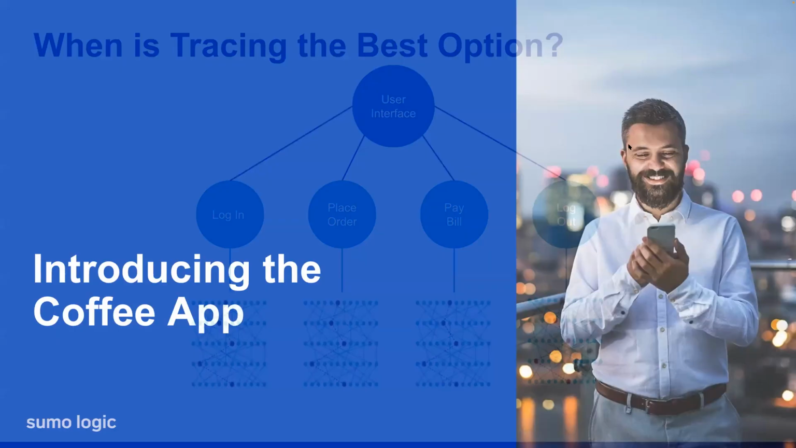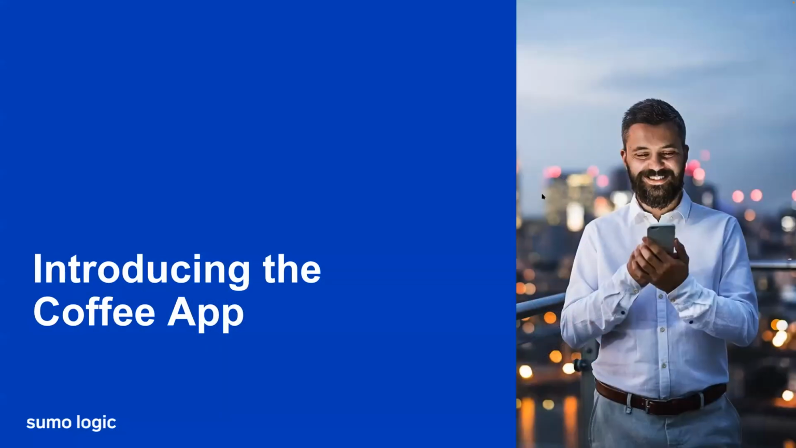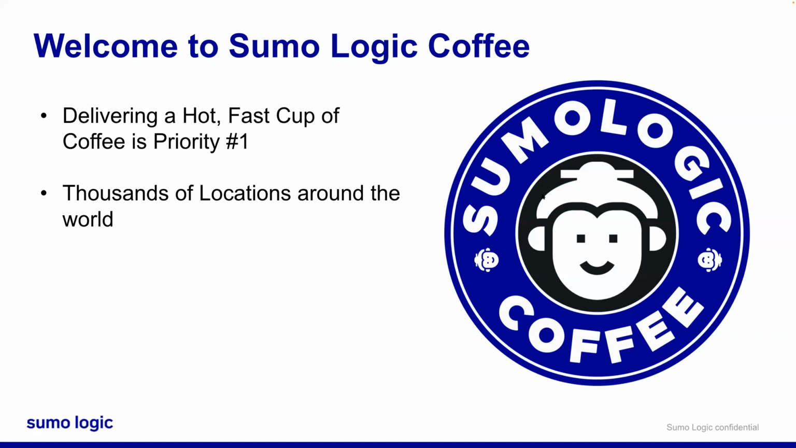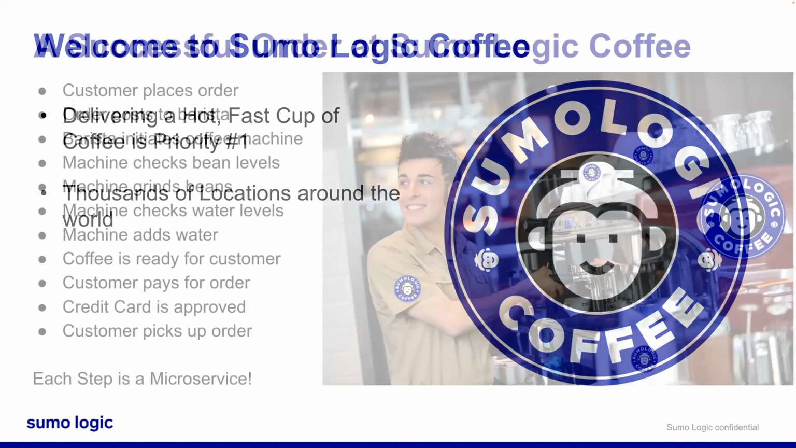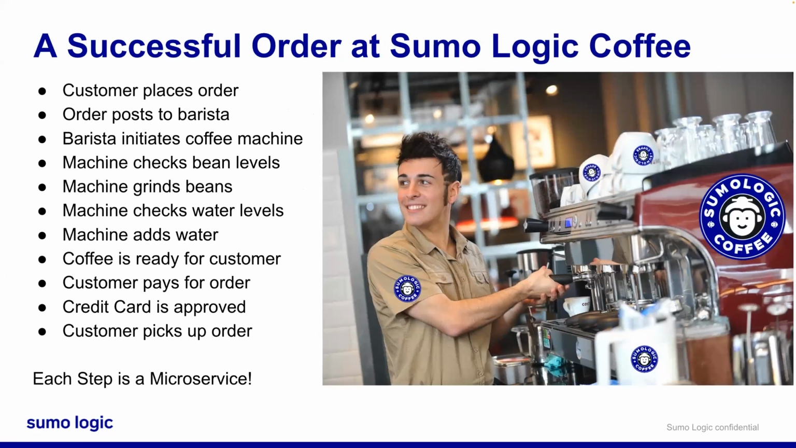So what I want to do is introduce the coffee app, and I kind of did this already with the idea of Sumo Logic Coffee, where our goal is to deliver a hot, fast cup of coffee. We have locations around the world, and so how is technology, Sumo Logic, observability going to help us with a cup of coffee? Well, let's see. So here's an example. This is what a successful order at Sumo Logic Coffee looks like.